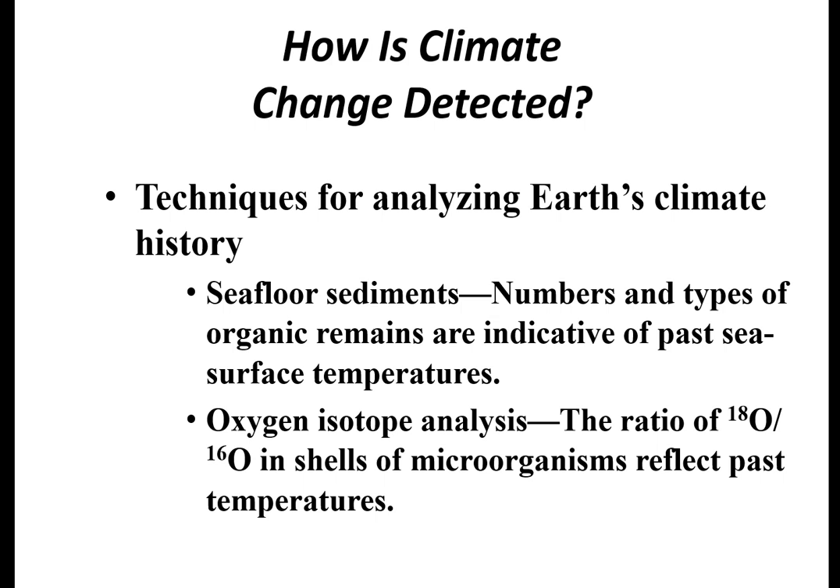So how is climate change detected? Techniques for analyzing Earth's climate history go back to looking at seafloor sediments. The numbers and types of organic remains are indicative of past surface temperatures. We can take a look at the oxygen isotope analysis, looking at different flavors of oxygen in microorganisms that reflect the past temperatures in the past millions of years.